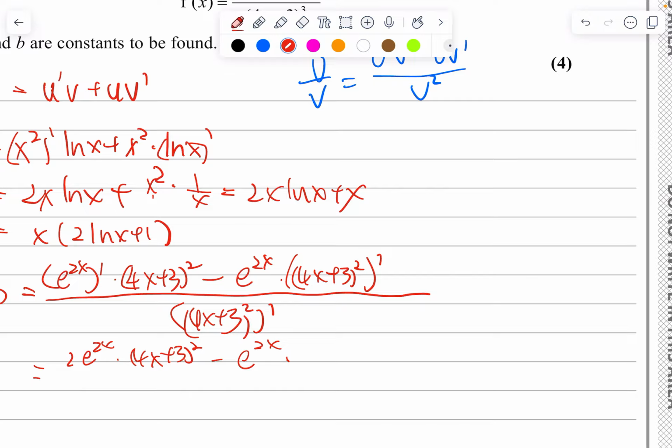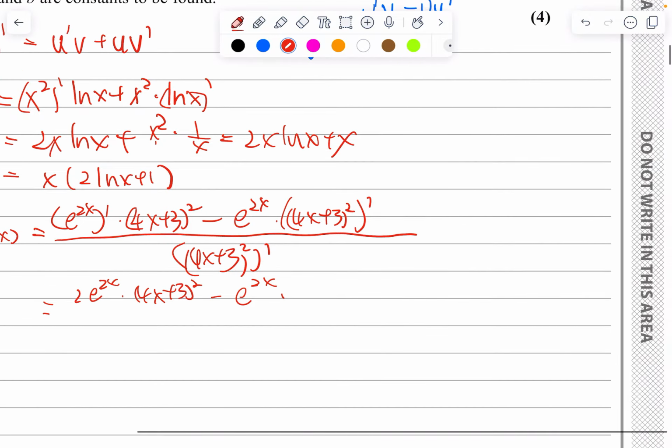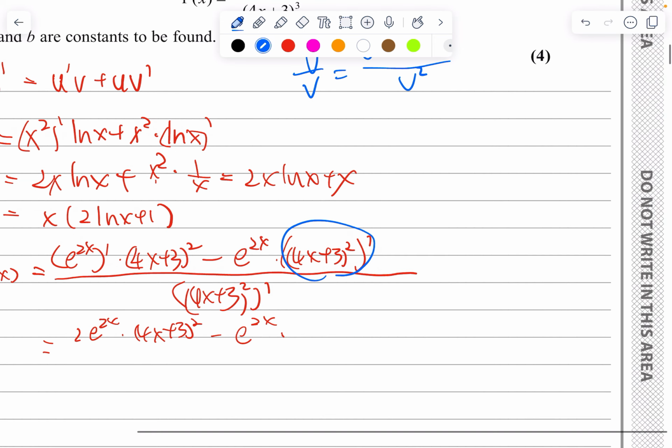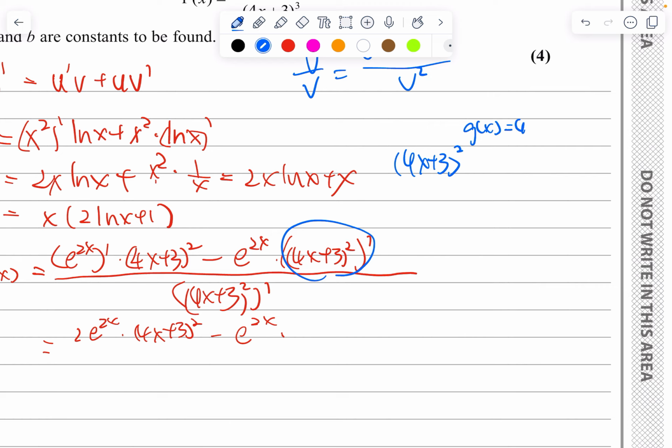Implicit, I think, or composite function. Okay, it's a composite function. So let's look at this part individually. So (4x+3)^2 can be looked at as, let's say g(x) is 4x plus 3, right? So now we have g(x) squared's derivative.